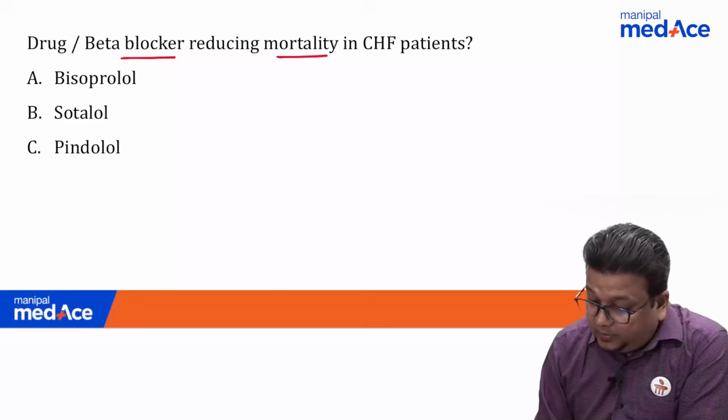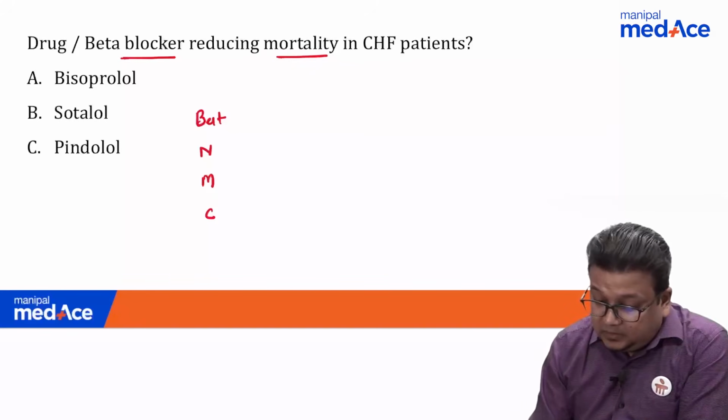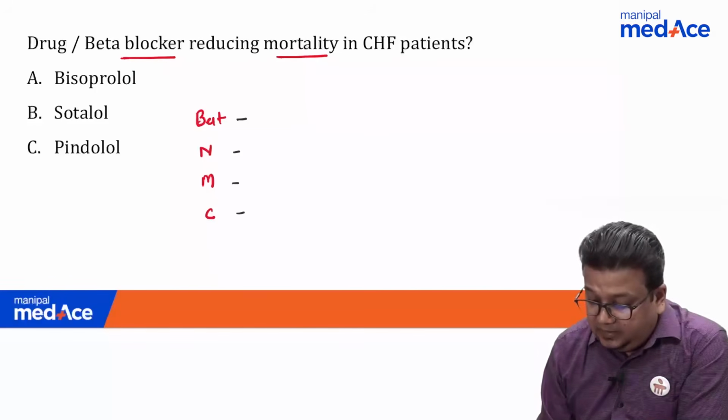How can we remember them? You can remember them as BEST NMC. So that is the mnemonic to remember all the beta blockers that reduce mortality. The maximum reduction in mortality in CHF is shown by carvedilol.